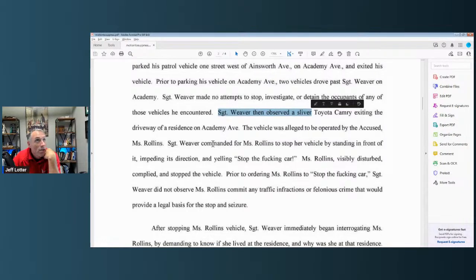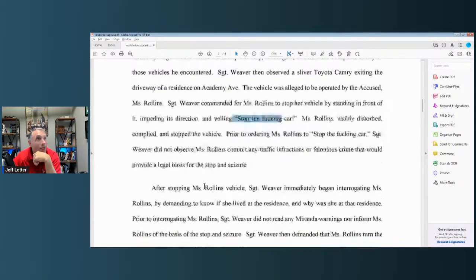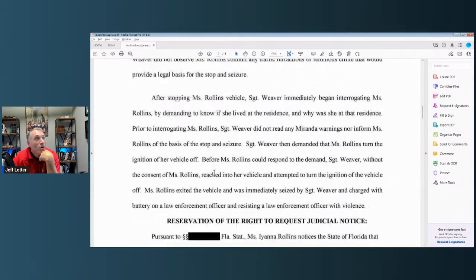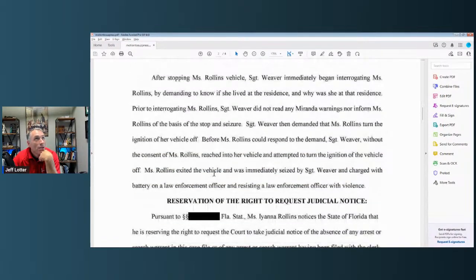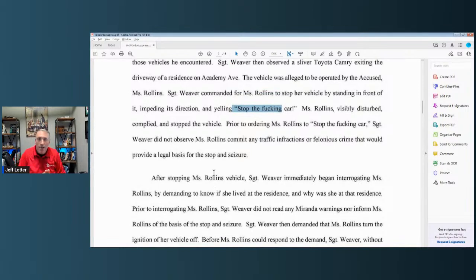So right here, see, Sergeant Weaver observed a Toyota Camry exiting the driveway of the residence on Academy Ave. And then he starts yelling, "Stop the car." So we got the body camera of this. We'll go over that here in a few minutes. No doubt about it, it was a mistake. The cop admits that he makes a mistake.